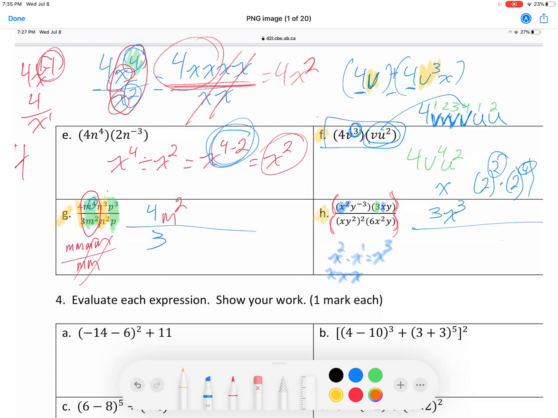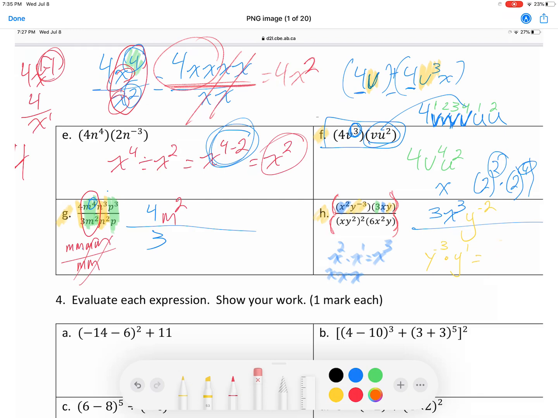Now what do I have to look at? What other variable do I have? I know it's weird to talk to me when I'm not there, or when you're doing this on your own. Trust me on this though. It works. So here I get y to the negative 3, and I'm multiplying that by y to the 1. So this is y to the negative 3, and remember I have to add 1. So how many y's do I have in total? It's going to be y to the negative 2.